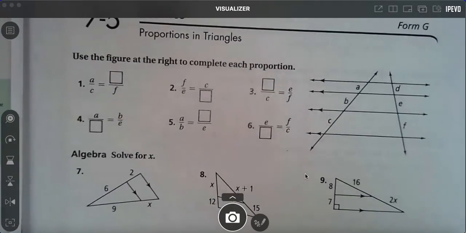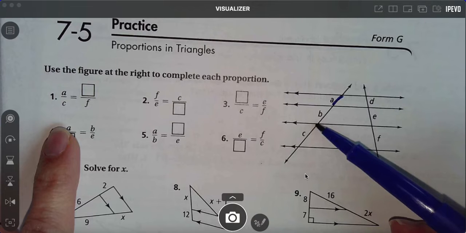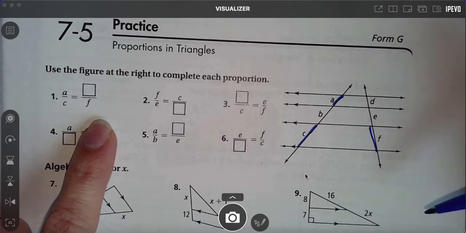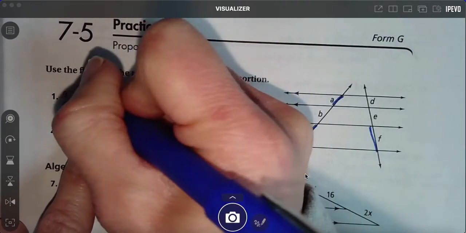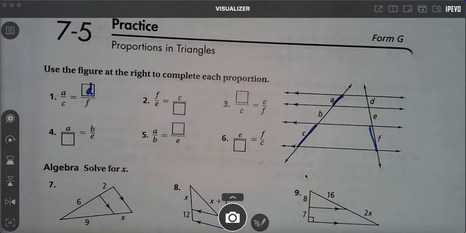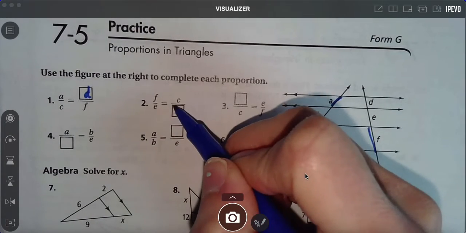If they tell me that A, this piece over this piece, would equal what piece over F? And you're right, it's D. Do y'all see how it's kind of common sense? You're just making proportions. You can use all sorts of ways. So on number 2, they tell me F over E is equivalent to C over what? B. Is there anybody who did not get B?